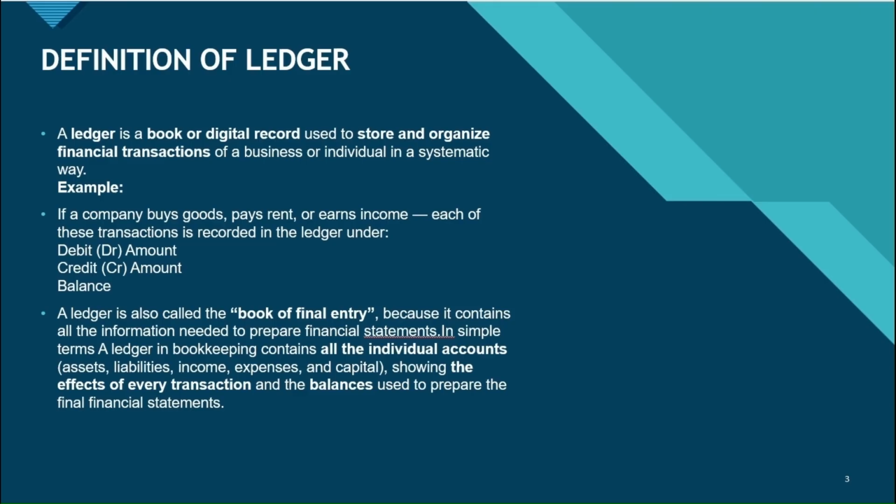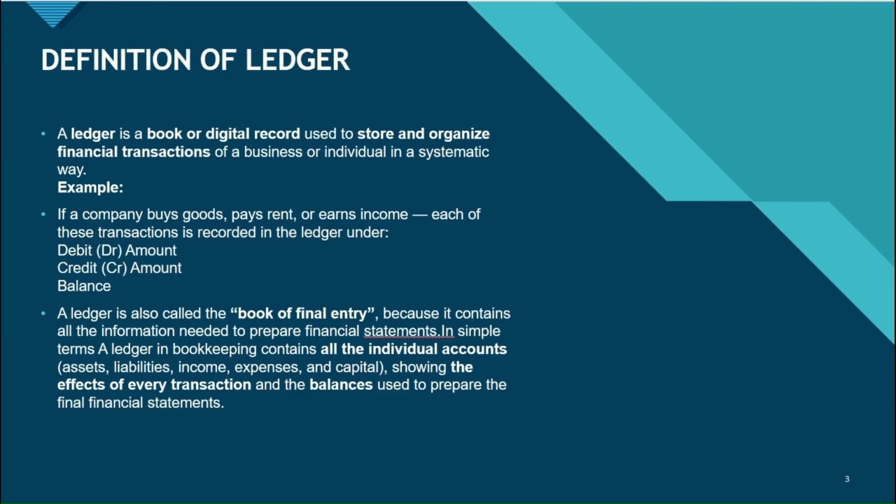Deeper meaning, the T account. Every account in a ledger is structured like a T, called a T account. The debit side is always the left, and the credit side is always the right. The golden rule. The fundamental principle is that for every transaction, the total debits must equal the total credits. This ensures the system remains in balance, which is the foundation of the double entry system.